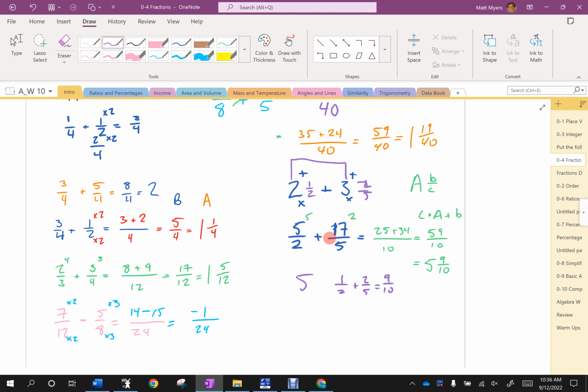Everybody cool? Everybody good? Would anything change if it was subtraction? Of course not. Are we all good with adding and subtracting fractions? We're going to do it a lot, right? But you've all seen it before. We're pretty cool with it, yeah? Okay.